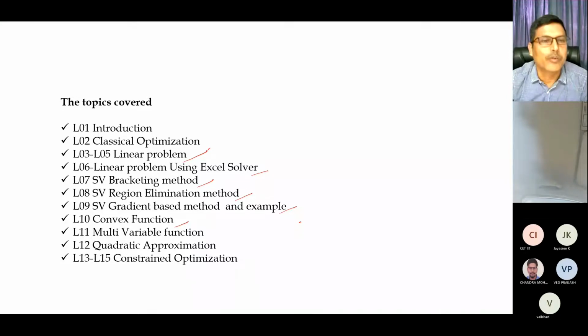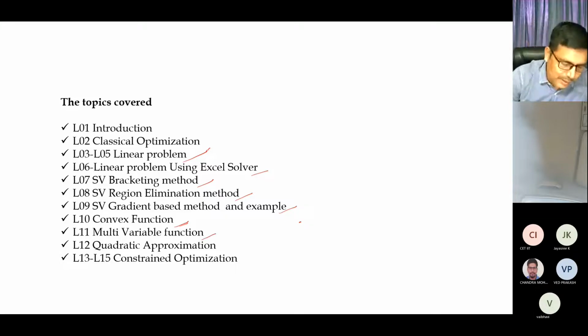Later in this particular course, I will discuss non-classical optimization methods such as genetic algorithm and particle swarm optimization, and some other algorithms. If your function is a convex function, you need not go for such algorithms. You can easily apply your classical optimization method for finding the optimal solution of this problem. I have discussed how you can check whether your problem is a convex or a non-convex problem, or whether your function is a convex or a non-convex function.